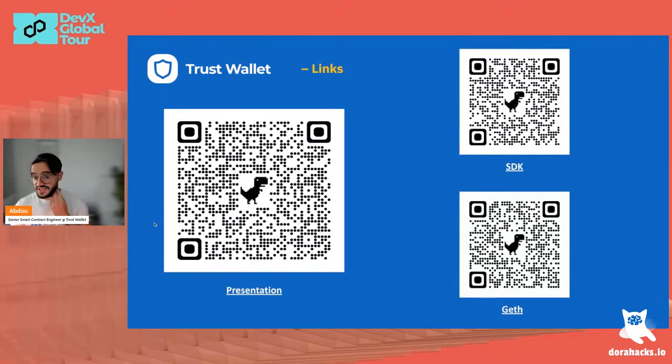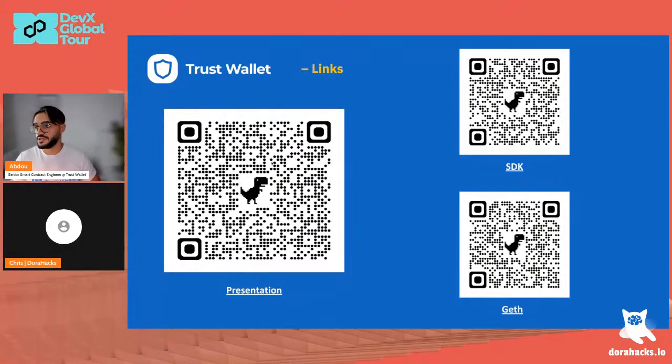So again, this is the presentation. It can be found here. The SDK, which I showed, the Wizard SDK, if you want to learn more, or the source code can be found here. And if you want to check more about Go Ethereum, this is the public official documentation of Go Ethereum. So I guess that's pretty much from my side. Thank you so much for joining.